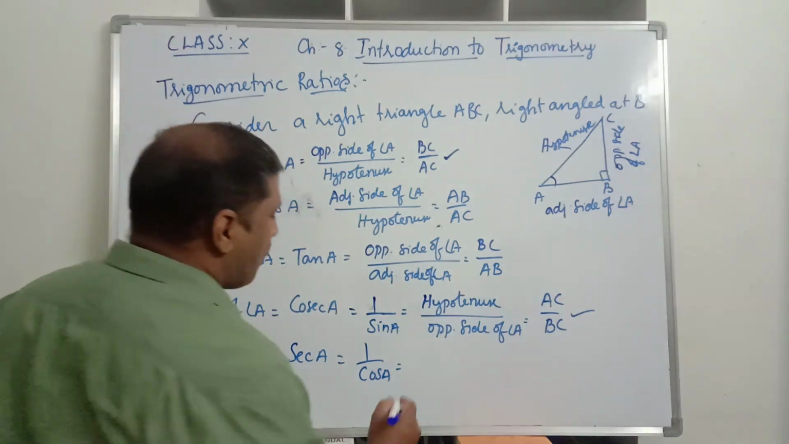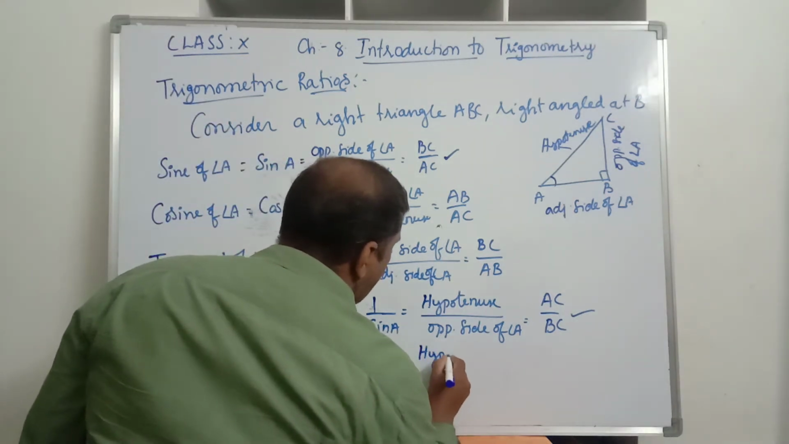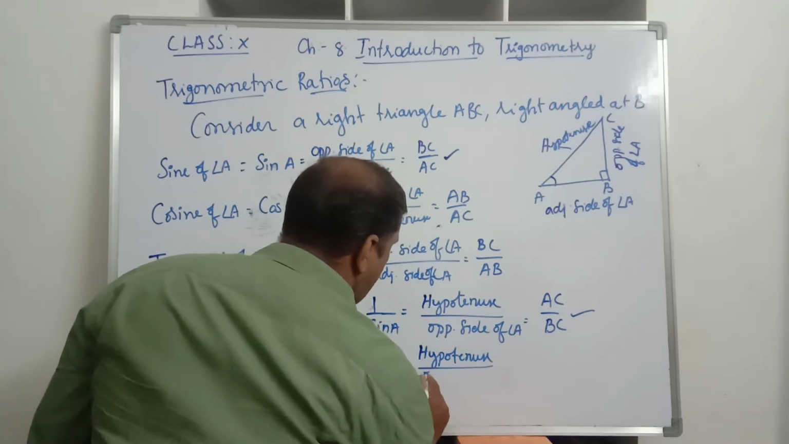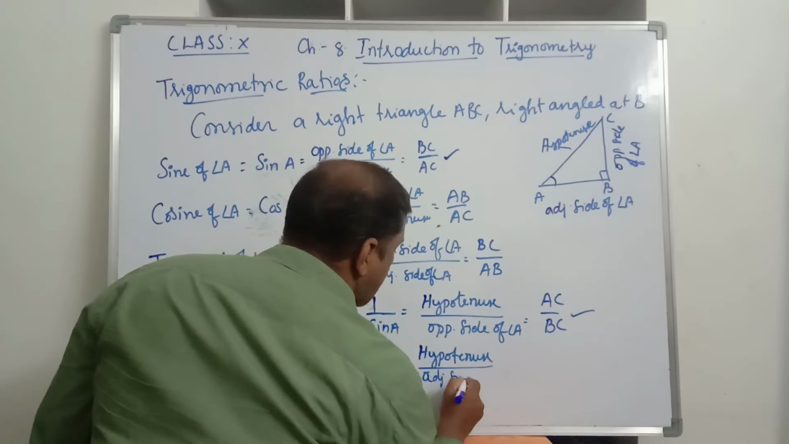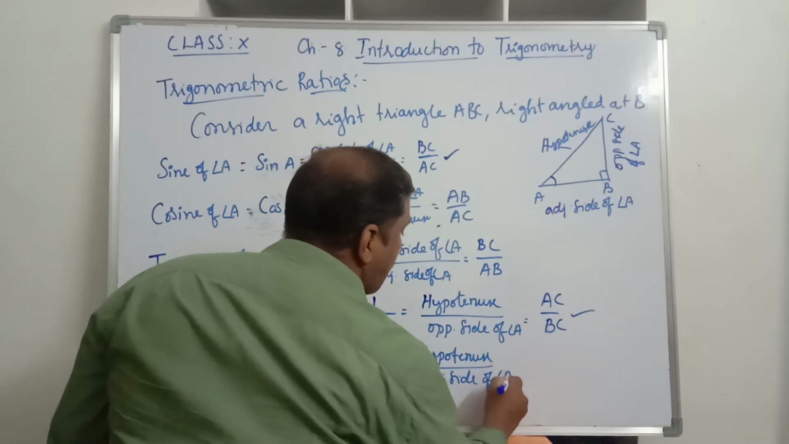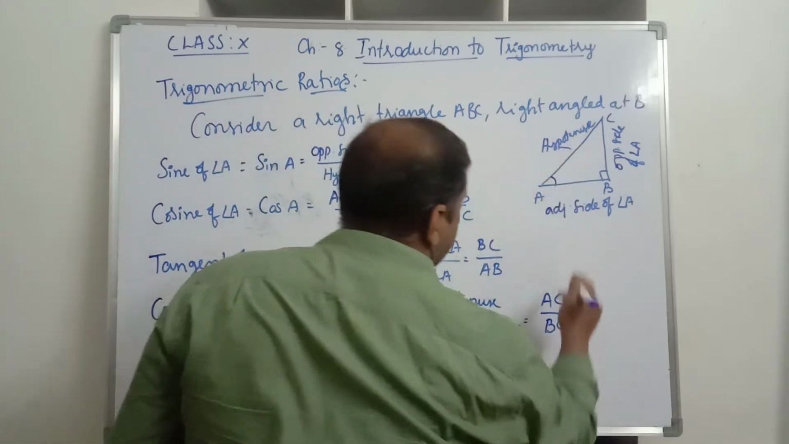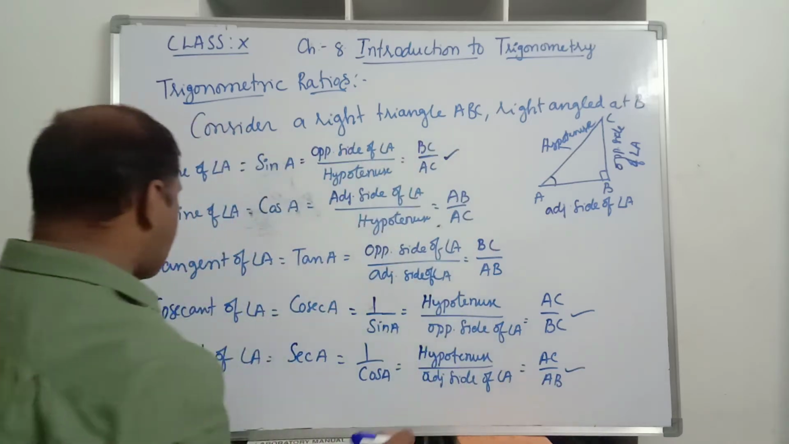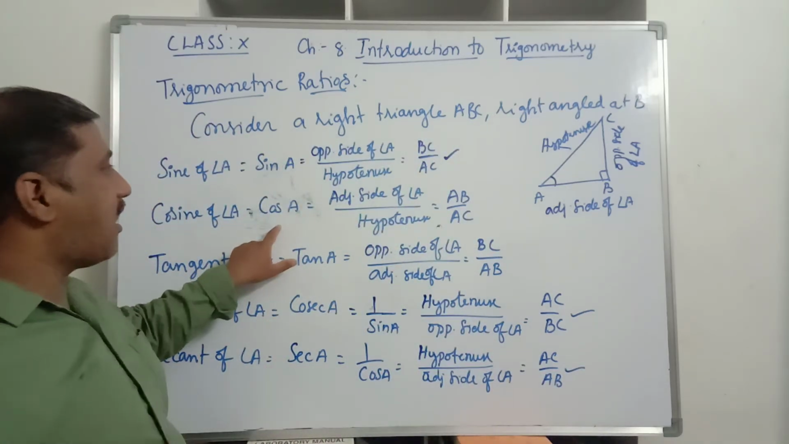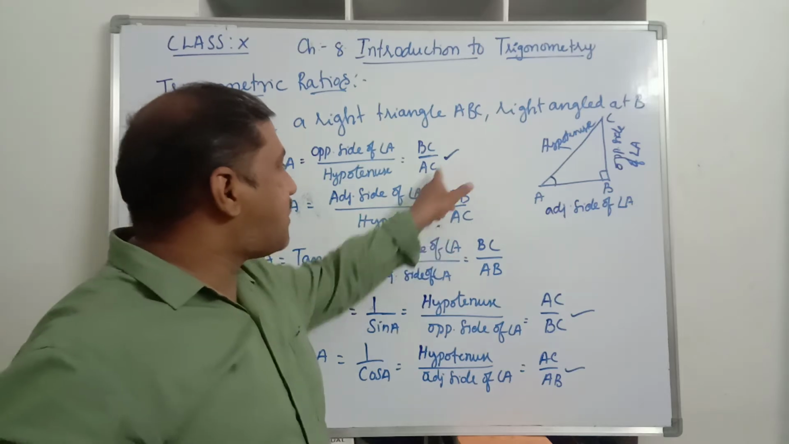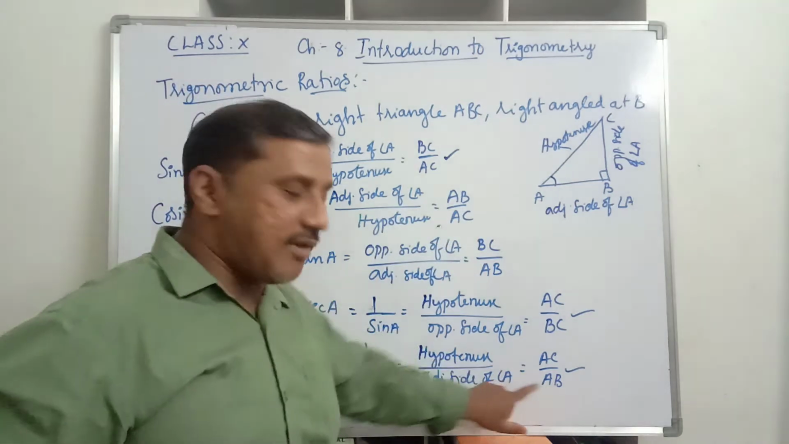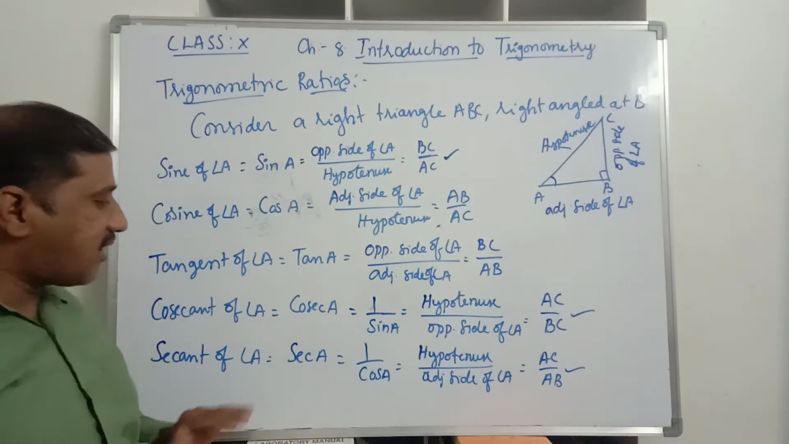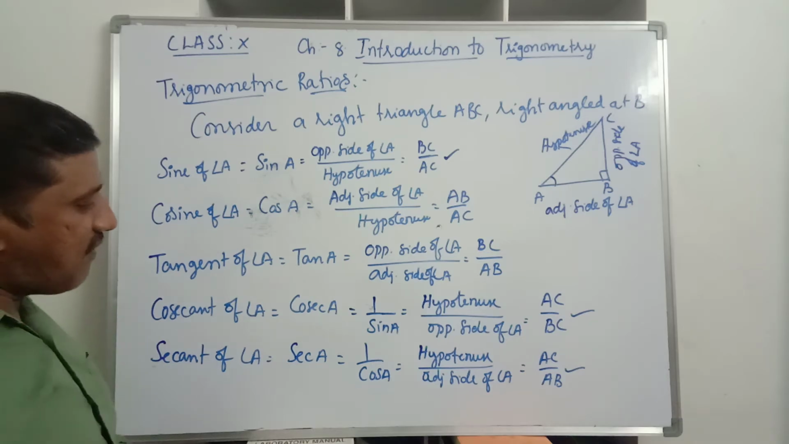Its reciprocal will be hypotenuse divided by adjacent side of angle A. That is equal to hypotenuse, which is AC, and adjacent side, which is AB. Now we observe this secant A and cos A. Cos A we got AB by AC. It's a reciprocal. The reciprocal of AB by AC is AC by AB, which is equal to secant A. So secant A is the reciprocal of cos A.